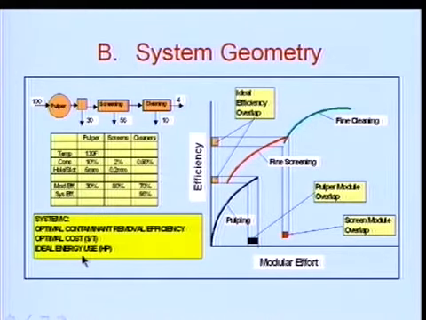Is that efficiency acceptable? That only goes by mill to mill. In this case, we have optimal contaminant removal efficiency, optimal cost and ideal energy use. However, we do not have as much efficiency or contaminant removal as we did in the first system. So it will depend from mill to mill as to what is acceptable.